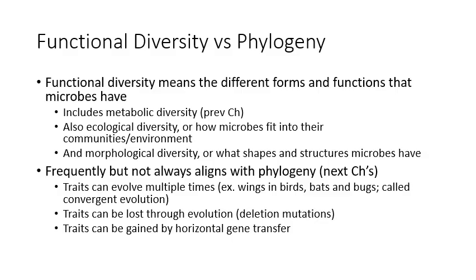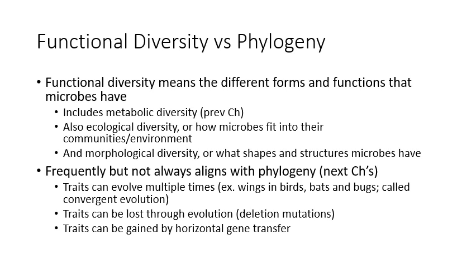So last week we covered the metabolic diversity. We're going to be revisiting a good bit of that information now because metabolic diversity is part of functional diversity. Functional diversity means all of the different forms and functions that microbes can have, which includes, of course, their metabolism. That's a big part of their function. It also includes the roles they play in their environment or in their communities, and it includes their morphology, which is their shape and size, and the structures that they have.